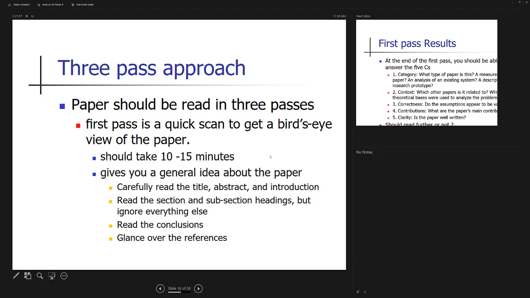Read the conclusions. What conclusions that guy has found. Glance over the references as well. Why is it important? Because when you glance over the references, you may find something more important, more related to your paper. And believe me, when you start doing this, looking at the references, your chain will become exponential. A single paper will emerge into 5, and 5 will emerge into 20, and 20 will emerge maybe into 100. Okay, it's important.